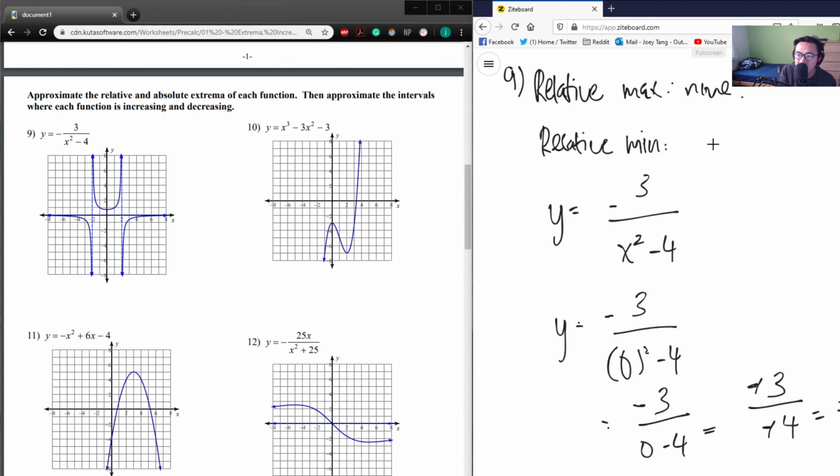So in this case, my relative minimum, I can say here my x value is 0. And then it's going to be 0.75 or 3/4 if you want. But in this case, I'm going to keep it in decimals because I think it's a bit nicer.